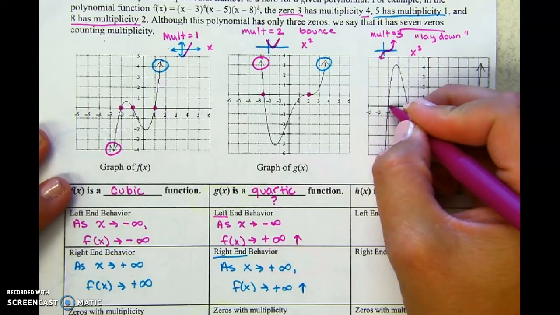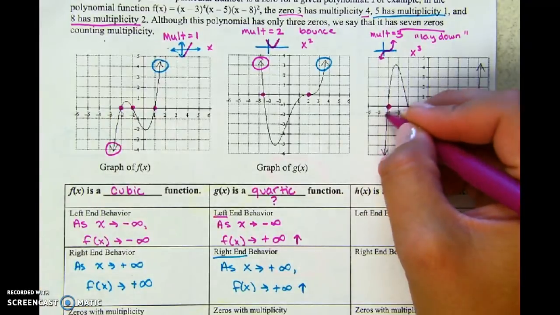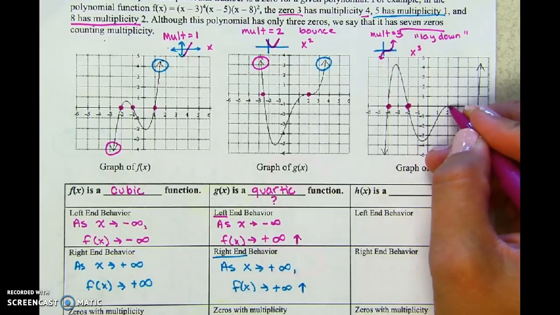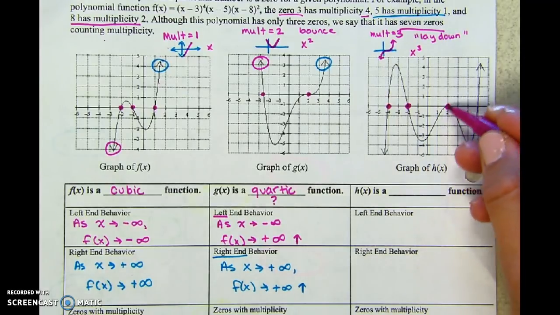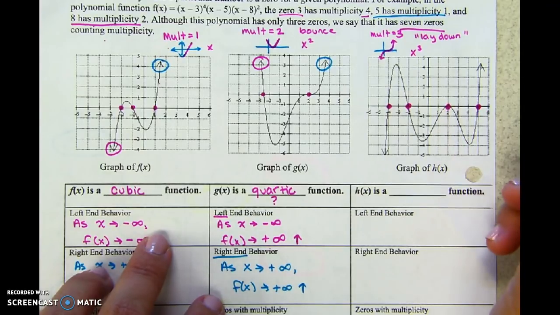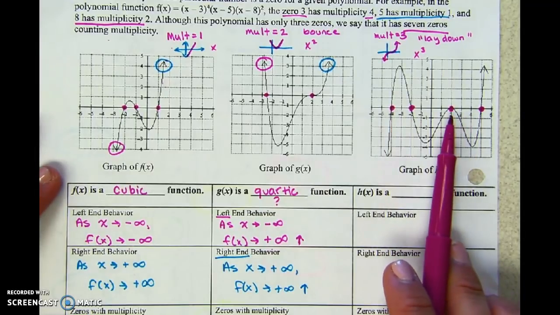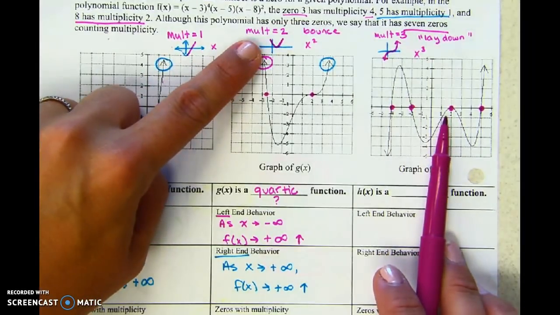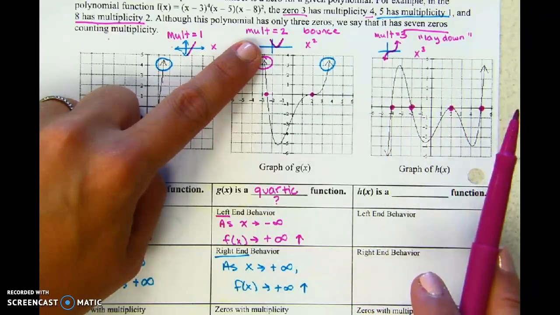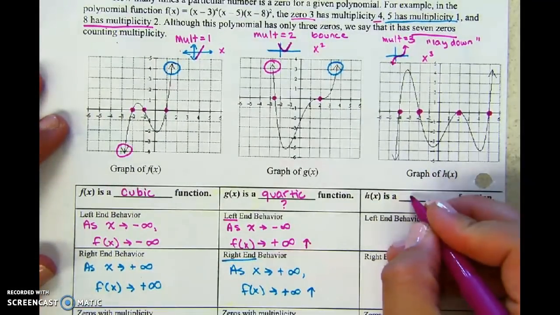This is a multiplicity of, is it 1, 2, or 3? Cross, bounce, lay down. Cross, 1. Does this one cross or lay down? Cross. Does this one cross, bounce, or lay down? Bounces. And then does this one cross, bounce, or lay down? Crosses. So it looks like we have 4 zeros, but since this one bounces, it has a multiplicity of 2. So we're going to say it has 1, 2, 3, 4, 5 zeros. And so what's it called with the 5 zeros?